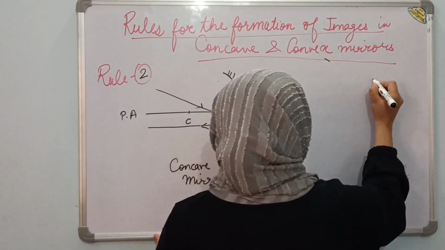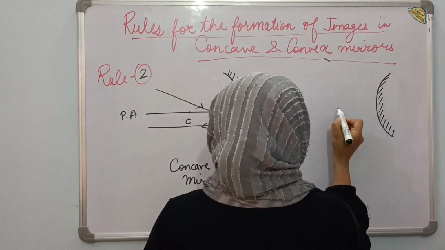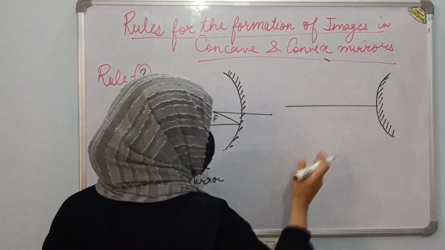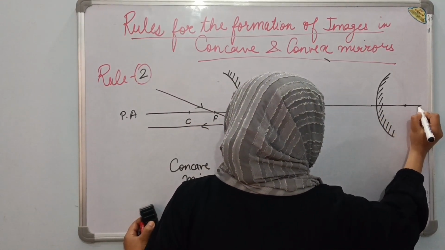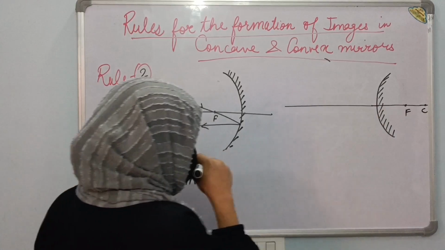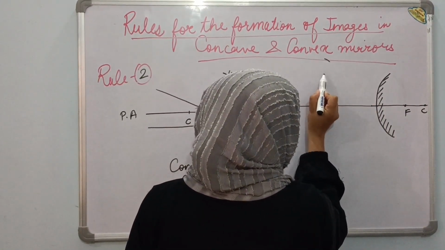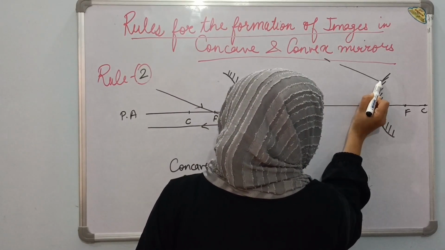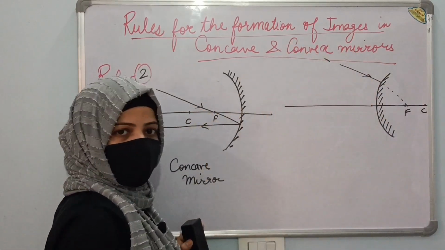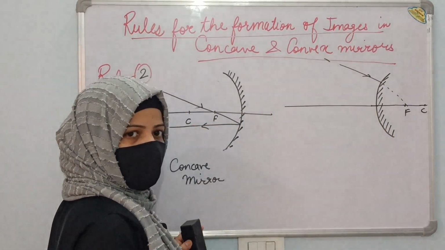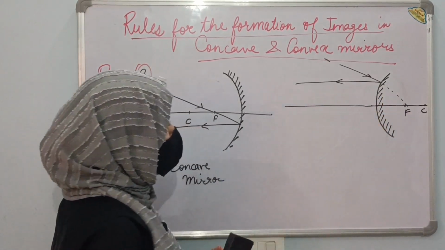Let's check out the convex mirror. So this is our reflecting surface, this is our principal axis. But here the focus is somewhere behind the mirror, isn't it? So any ray of light which appears to be striking the focus, here it is appearing to cross the focus or strike the focus, will emerge parallel to the principal axis. So here it is like that.